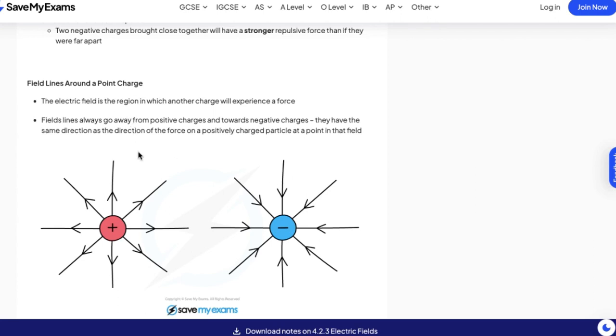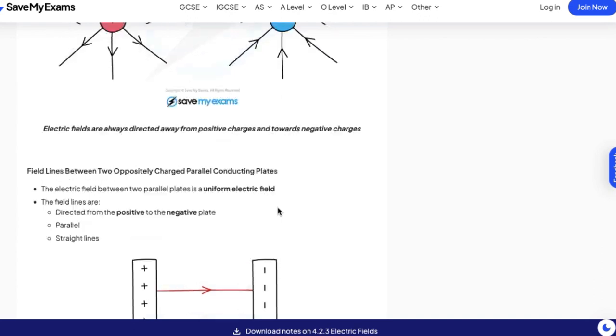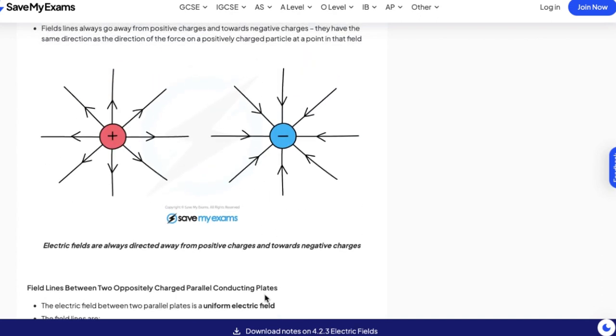Field lines around a point charge. We've already established that for a positive point charge, the field lines will emanate from the positive charge in all directions. For a negative charge, the field lines will come into, or towards, the negative charge in all directions as well.